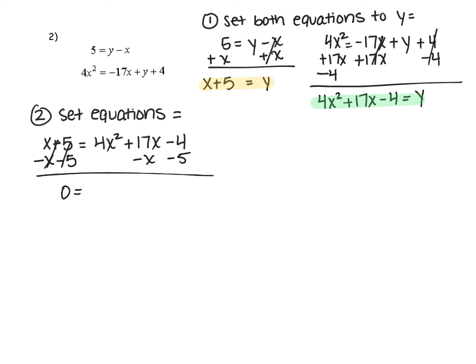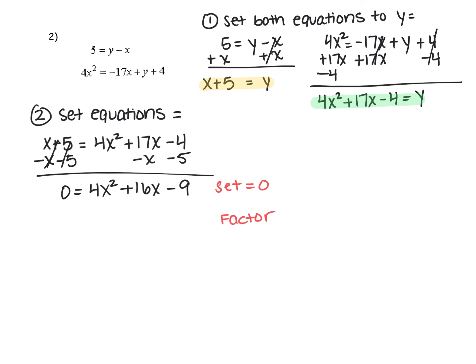So we've got 0 equals 4x squared plus 16x minus 9. 17 minus 1 is a positive 16, and negative 4 minus 5 is negative 9. If you want to write down the step that we did here, we set it equal to 0. And now we have to factor.